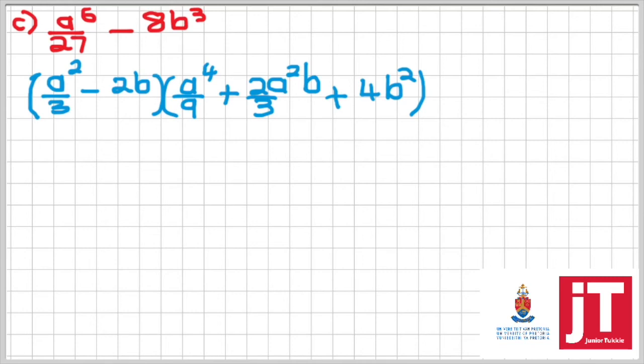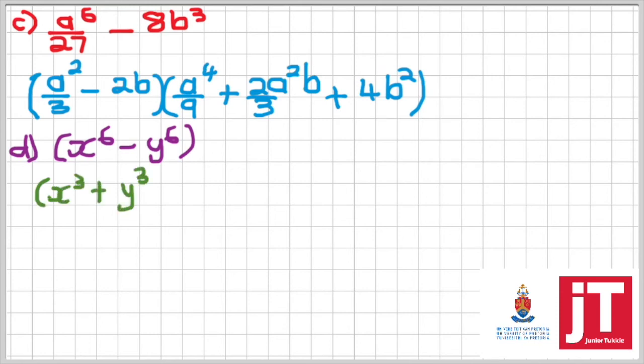Finally, let's look at the last question. You are given x to the power 6 minus y to the power 6. You will notice here that you could work with the difference of two squares. So you can have x to the power 3 plus y to the power 3 and x to the power 3 minus y to the power 3. But if you look at the brackets that we now have critically, they are a sum of two cubes and a difference of two cubes.